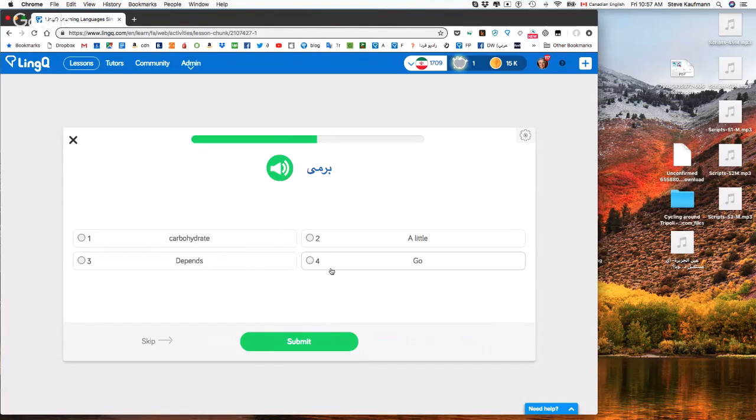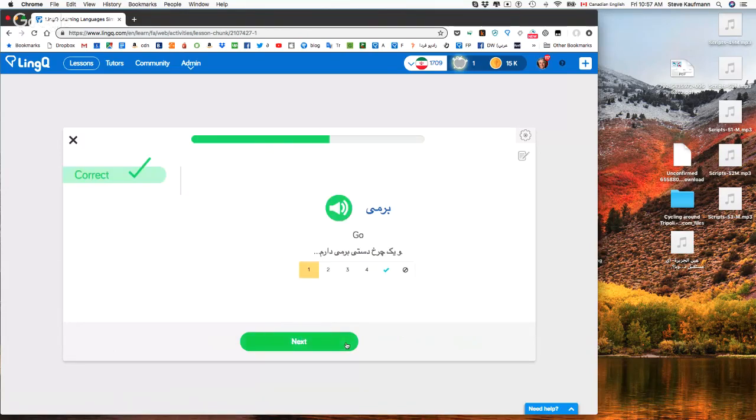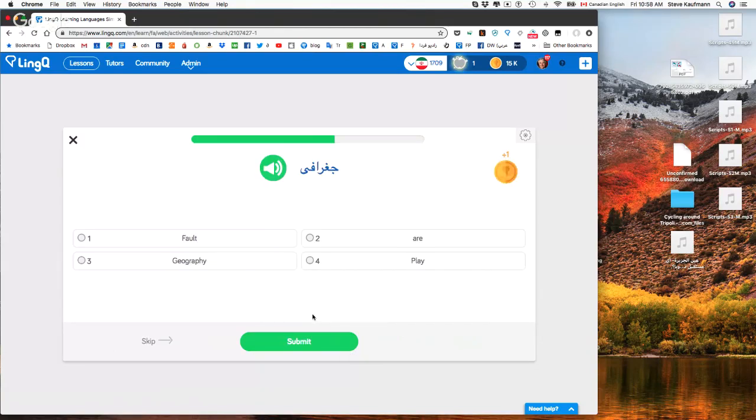Barmi depends a little. Barmi. So here I would say, okay, it's not carbohydrate. I don't think it depends. I don't think it's a little. So it must be go. Biravam, barmi. We'll see what happens. Go. All right. I'm not quite sure what tense this is, how it fits in. Barmi doram, it says in the attached phrase. That's fine. I'll work my way towards it. I might move it to a 2 here because I kind of half got it. So here we go.